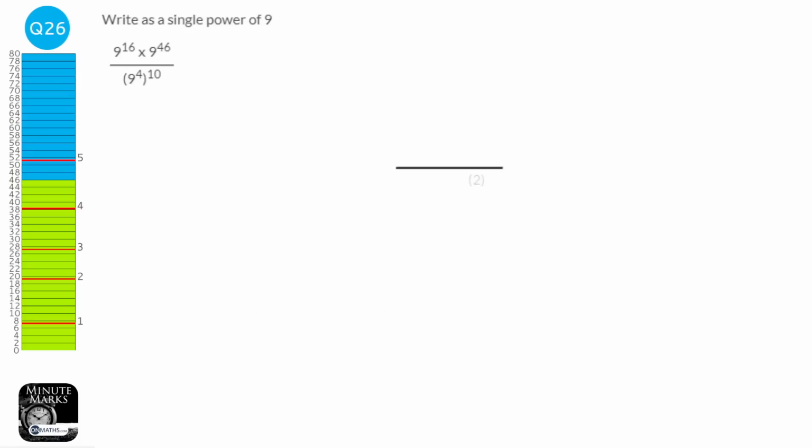We're going to start by looking at the numerator and the denominator separately. So looking at the numerator first, we've got 9 to the power 16 times 9 to the power 46. Now, when you have two powers of the same base, so they're both base 9, but the base is the big number, then what you can do is add the indices. So we're going to do 16 plus 46, which is 62. So it's 9 to the power of 62.